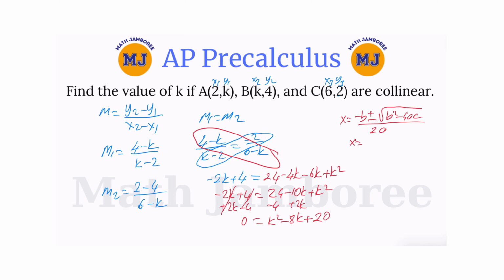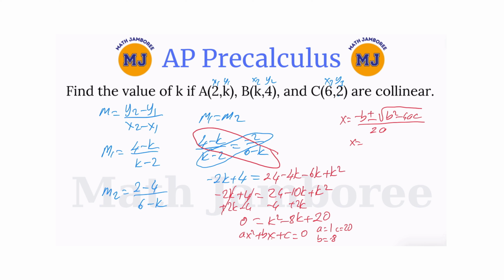So in this case, if you substitute these values, let me remind you, the format is ax squared plus bx plus c equals 0. So a is the number in front of the k squared. In this case, a is 1, b is the number in front of the k, which is negative 8 this time, and c is 20. So we will substitute these values in the formula.